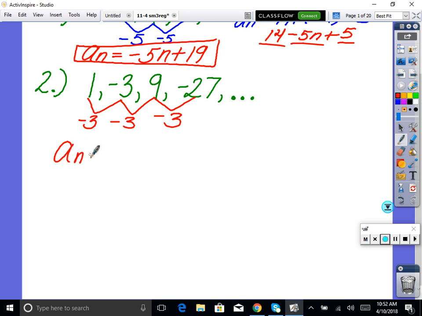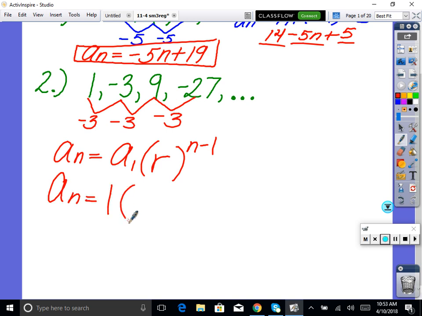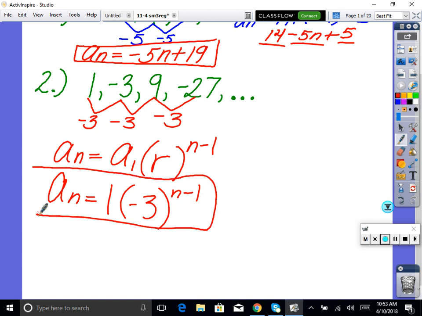So then you'd say the explicit formula for geometric, which you need to have memorized, is a sub 1 times r raised to the n minus 1, where r is the common ratio. This divided by this, that's what ratio means, is negative 3. So a sub n is equal to a sub 1 is 1, and then times negative 3 raised to the n minus 1. There's the formula. If I said to you find the 100th term, you'd plug in 100, right?